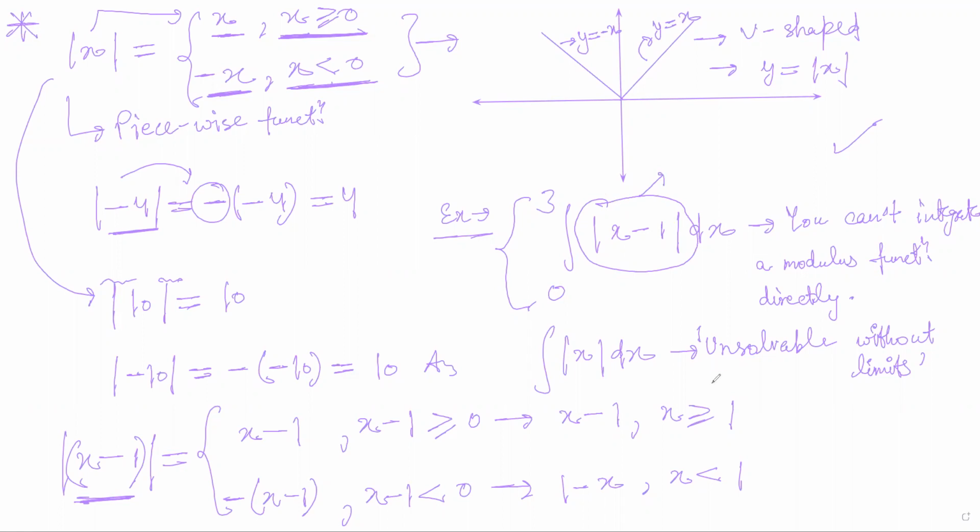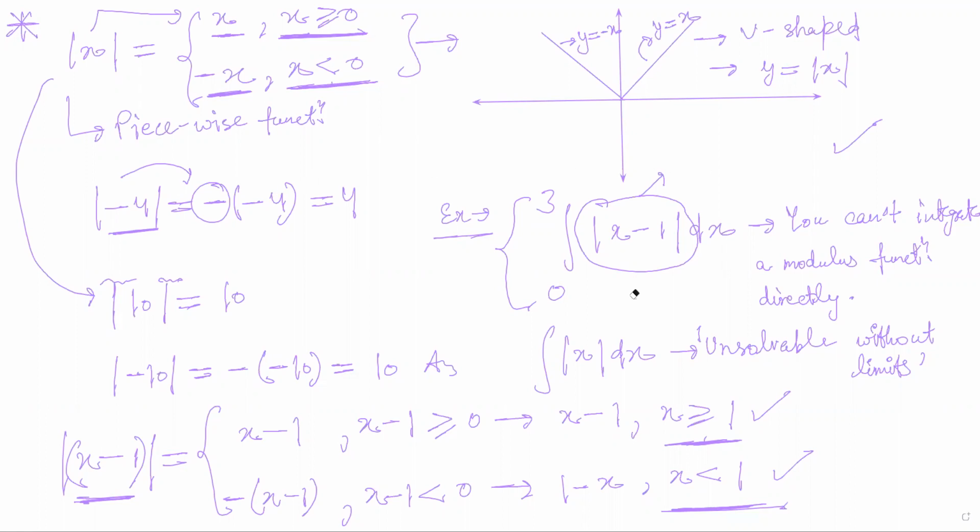As soon as you open up this modulus, you see that there are two values of this function. One is for x greater than or equal to 1, and the other is for x less than 1. Our limits contain this point 1; 1 comes in between 0 and 3. So you cannot integrate this function directly from 0 to 3, because there are two possible values of the function mod of x minus 1 between these limits.